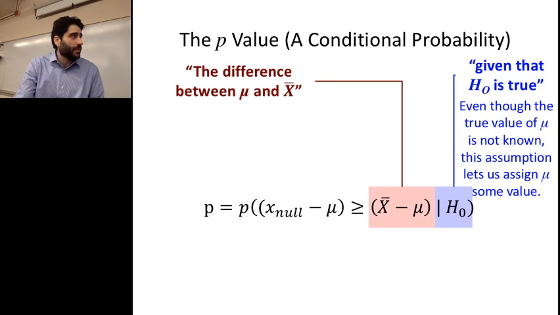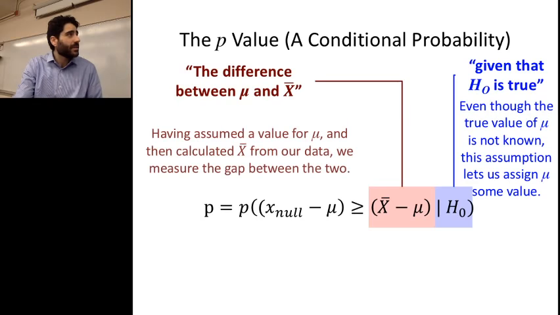This red box here is something that we actually measure, so we know both of these things. X bar is our actual measured sample mean. That's just a descriptive statistic of our data. And the mu here is our assumption about the null mean. That mu is the mean of our null hypothesis, so that's also a number that we know.